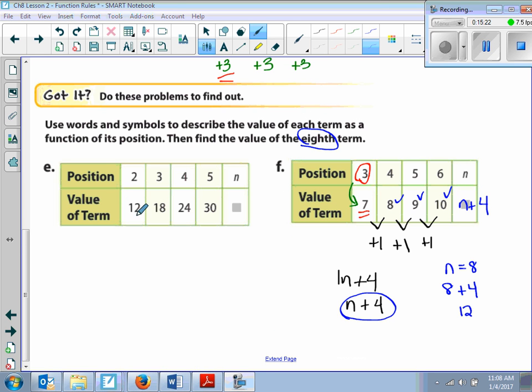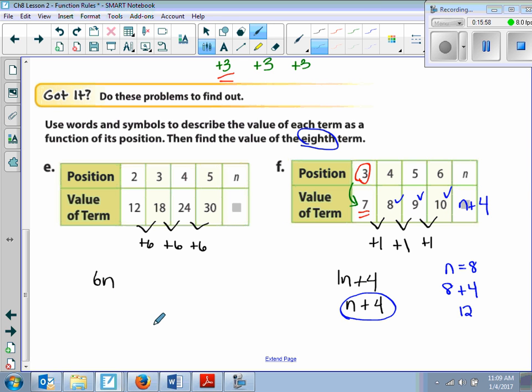All right, so let's do example E. How do I get from 12 to 18? Plus 6. And then how about 18 to 24? Plus 6. And then 24 to 30? Again, plus 6. So that means that that 6 is going to get multiplied times the input value, right? Times the n. Got it? So that's going to be 6 times n.